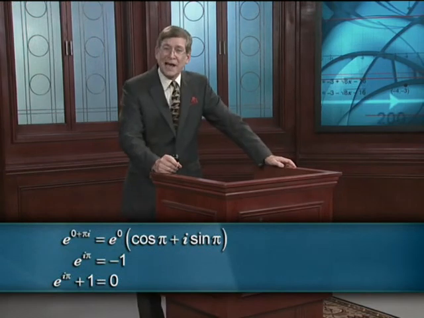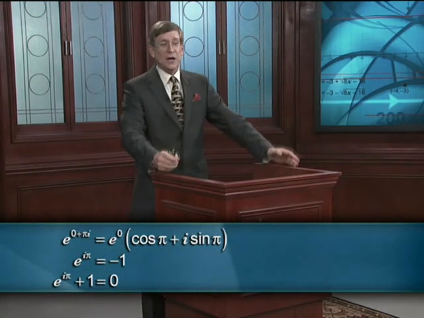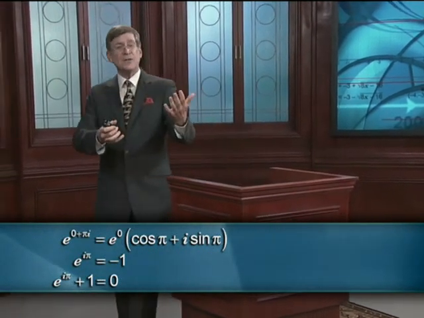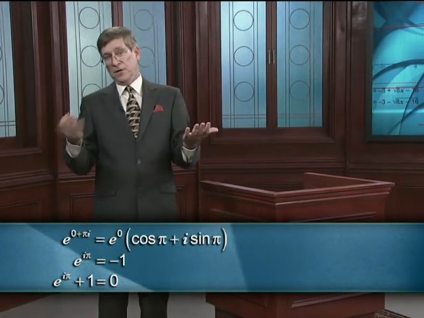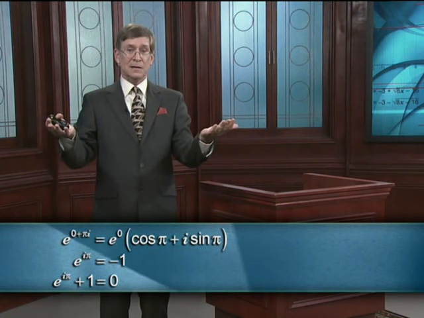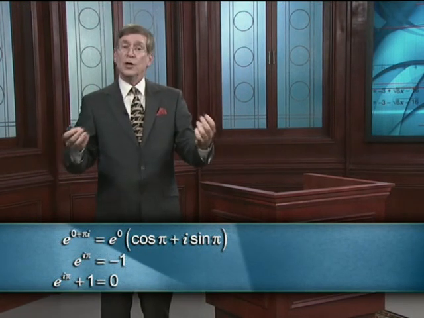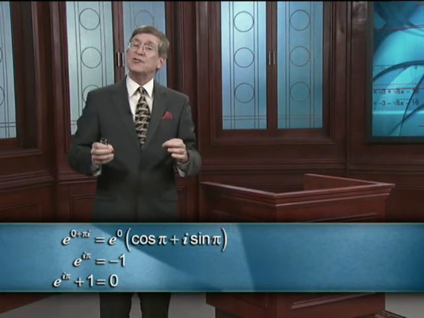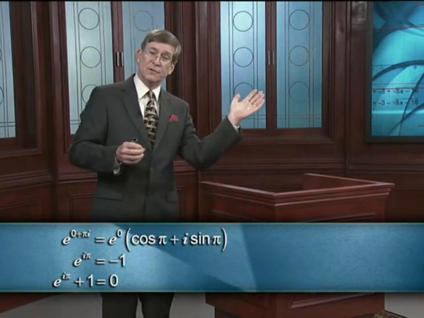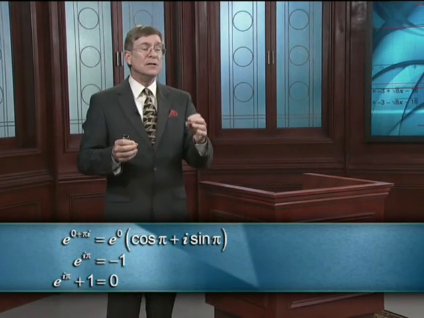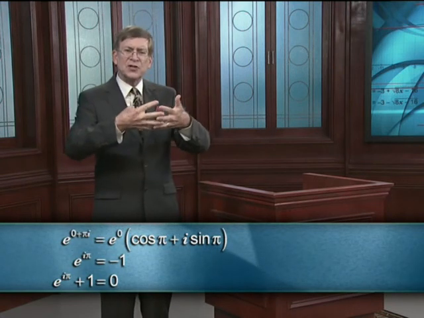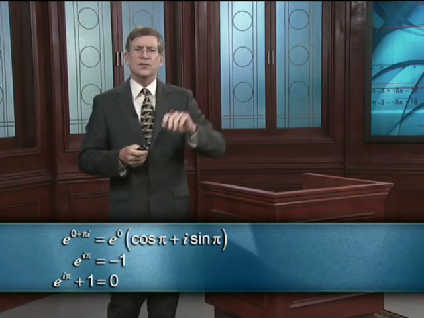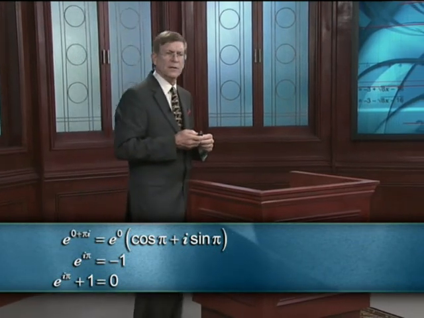Talk about a spectacular formula. Here's a formula involving 5 of the most important numbers in mathematics, 0 and 1, which we're fairly comfortable with, pi, from geometry, e, the base of the natural logarithm, a number we discovered a few lectures ago, and i, the square root of minus 1. They're all meshed together, linked together in this beautiful, beautiful formula.